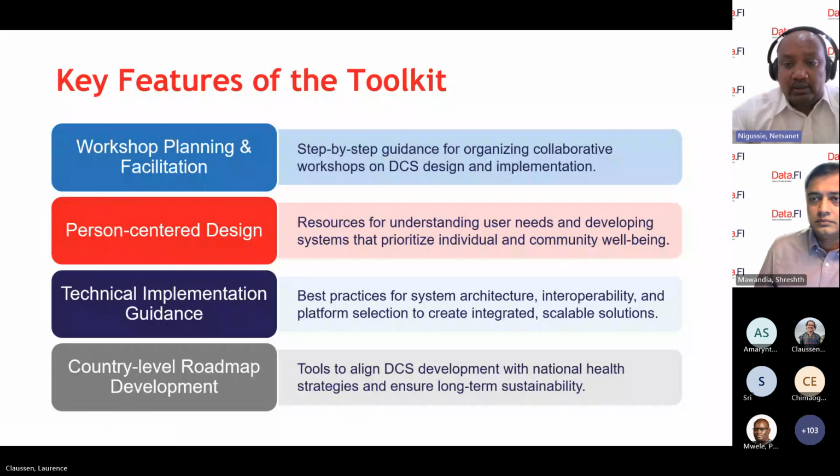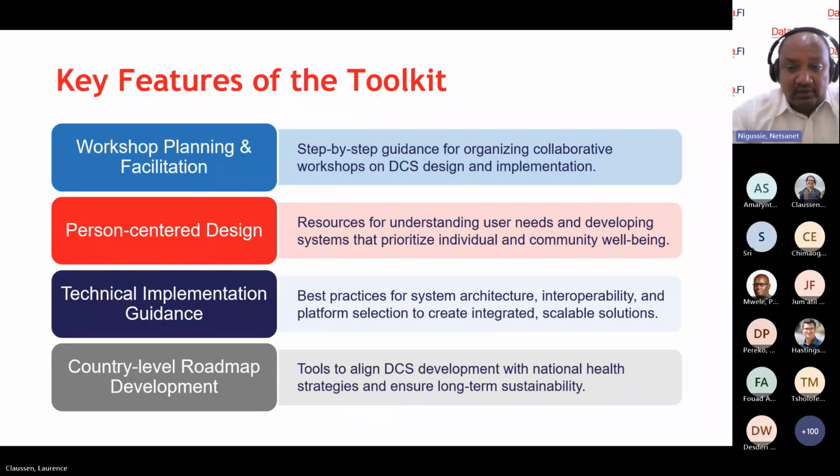Looking closer at the key features of the toolkit that make it such a comprehensive resource for designing and implementing digital community systems, the first key feature is the digital community system workshop planning and facilitation tool. It provides step-by-step guidance for organizing and conducting collaborative workshops. It took us months to prepare for a similar workshop last year in Cape Town, and that process can be reduced through the use of this toolkit, and a lot of the thoughts behind preparing that workshop has been captured and included within this toolkit.